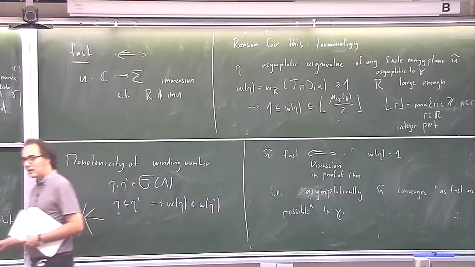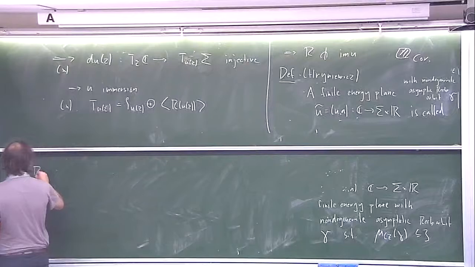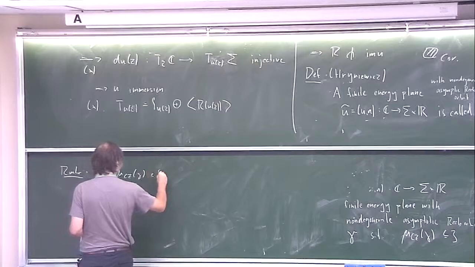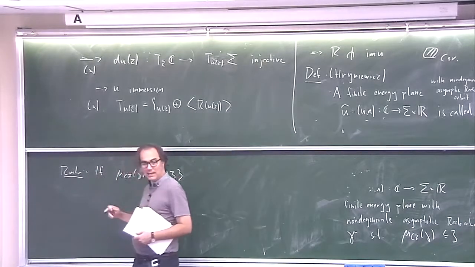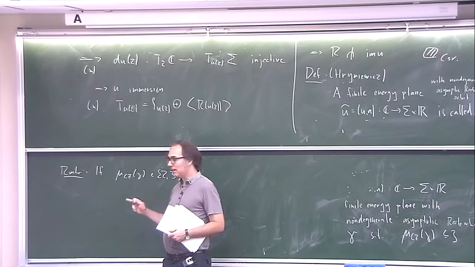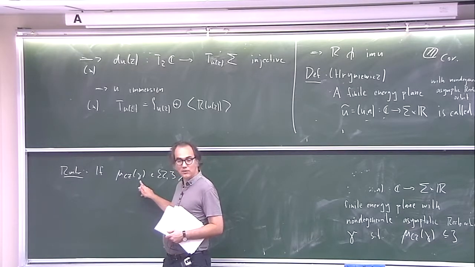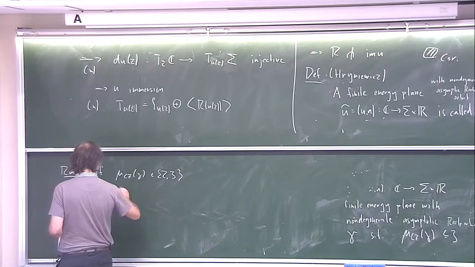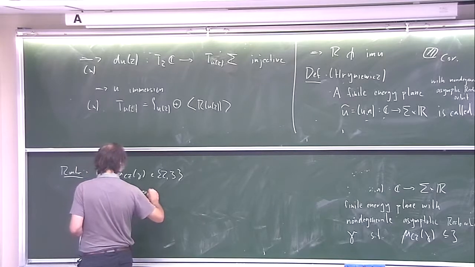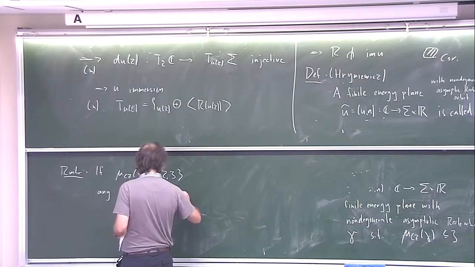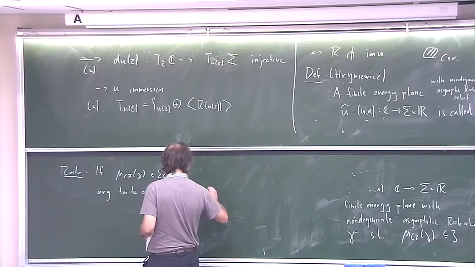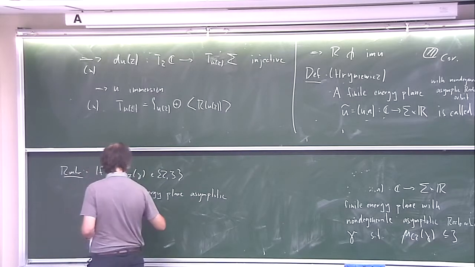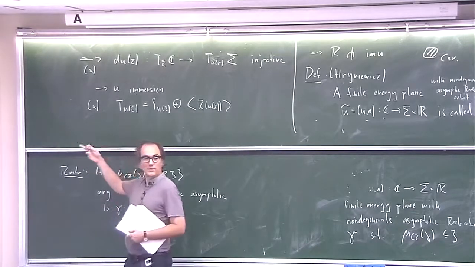Okay. So let me make this remark. If the Conley-Zehnder index of gamma is 2 or 3, then any finite energy plane asymptotic to gamma is automatically fast. That was also the corollary.